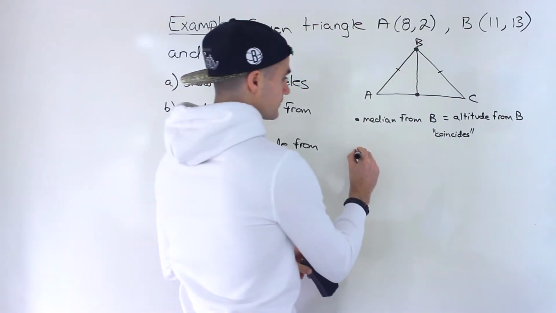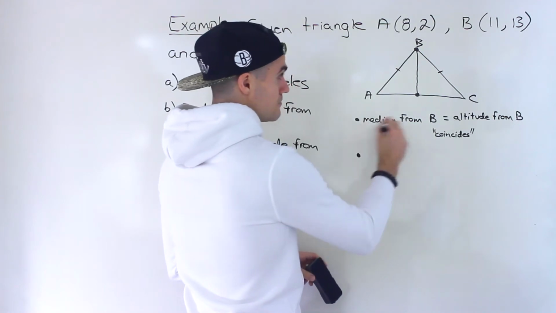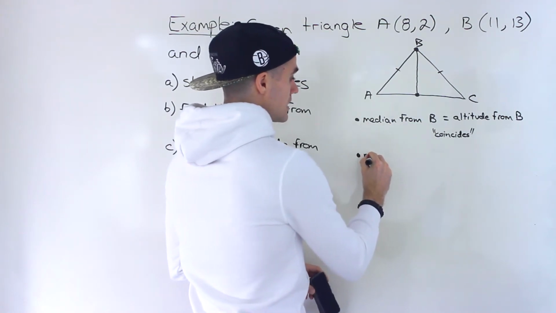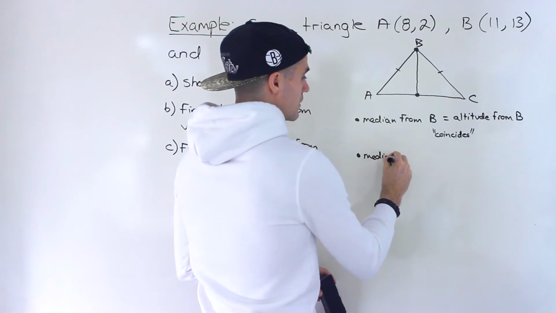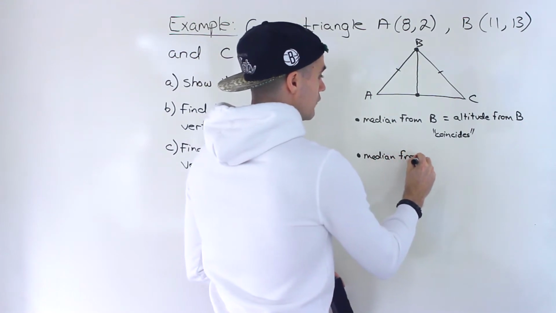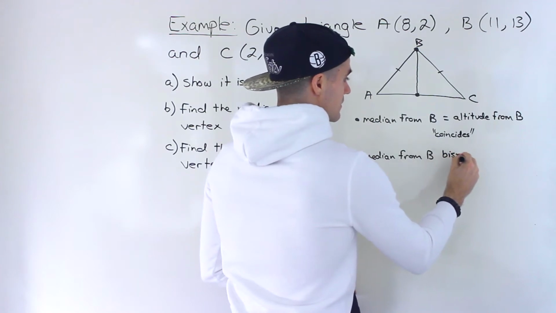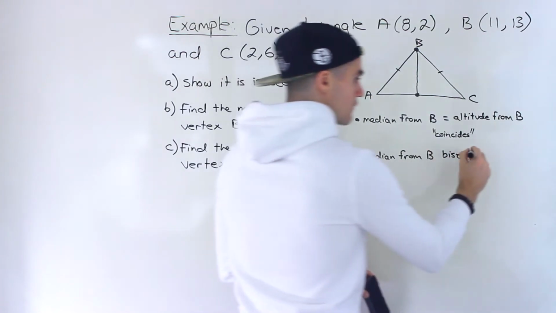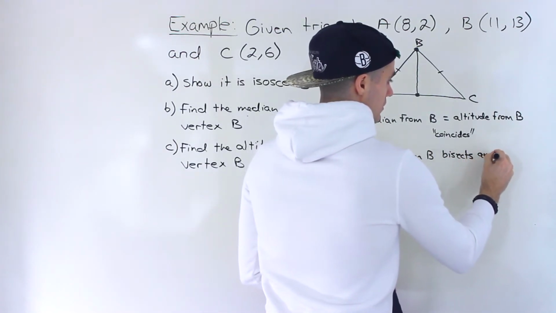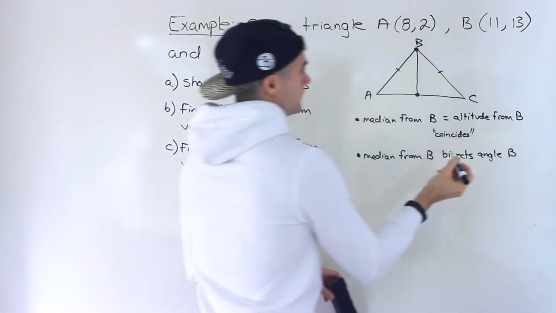Another thing that the median does is that the median from vertex B bisects, or cuts in half, angle B.